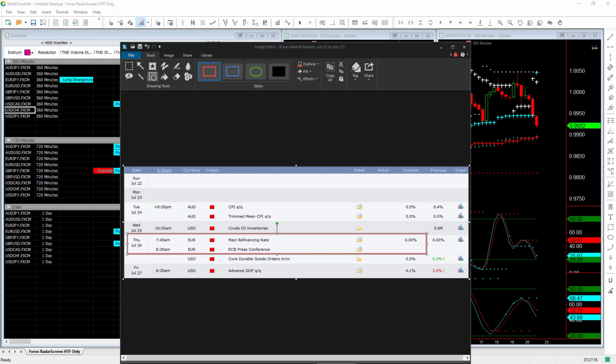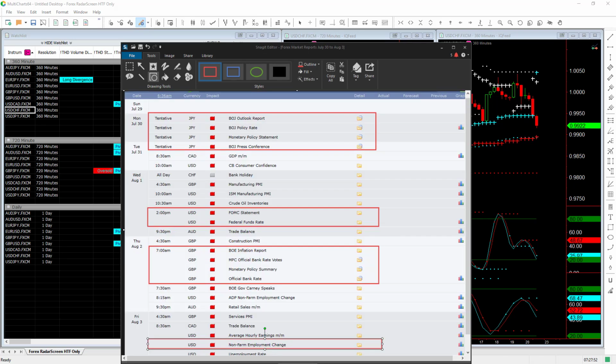Now, the biggest reports are actually the following week. We have the Bank of Japan rate announcement early Monday morning of the following week. Then we have the FOMC statement on August 1st. We have the British pound bank rate and monetary policy summary on Thursday, August the 2nd. And then on August 3rd, which is on Friday, we have the biggest report of the month typically, which is non-farm employment change. Now, they do not have the forecast put up for those yet.